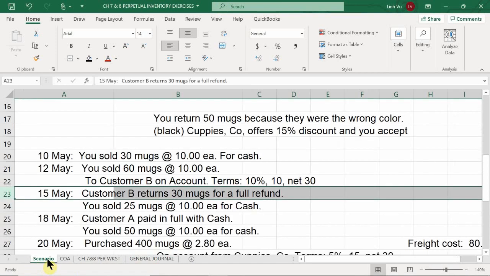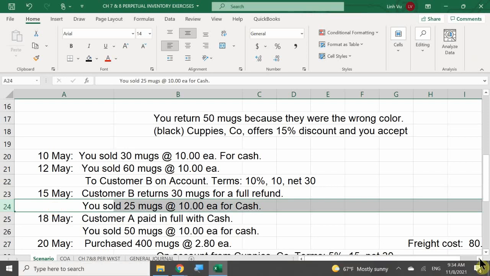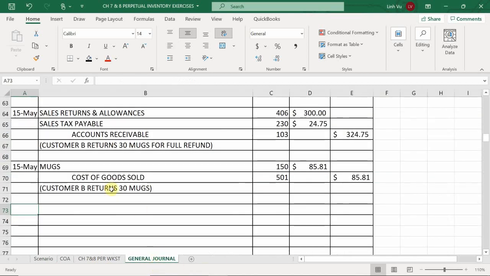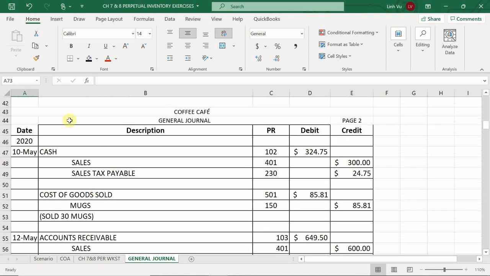All right, so then let's see what happened next. That very same day, you also sold 25 mugs for $10 for cash. So in this case, what is going to be my journal here? Cash, sales, and sales tax. Good, right? Cash, sales, and sales tax. So I'm going to look for, here we go.